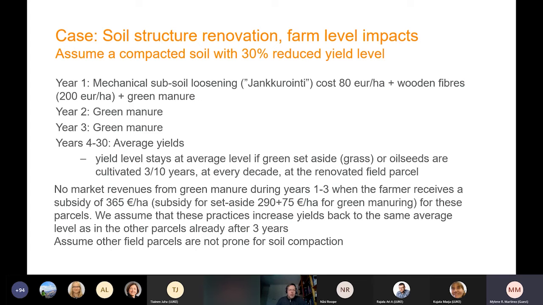And it's a hypothesis that we first have a compacted soil with a 30% reduced yield level, and after this handling of 3 years, the average yields could be reached. Okay, we do not know if that will realize, but if we assume so, we can then vary this assumption after some results calculation.